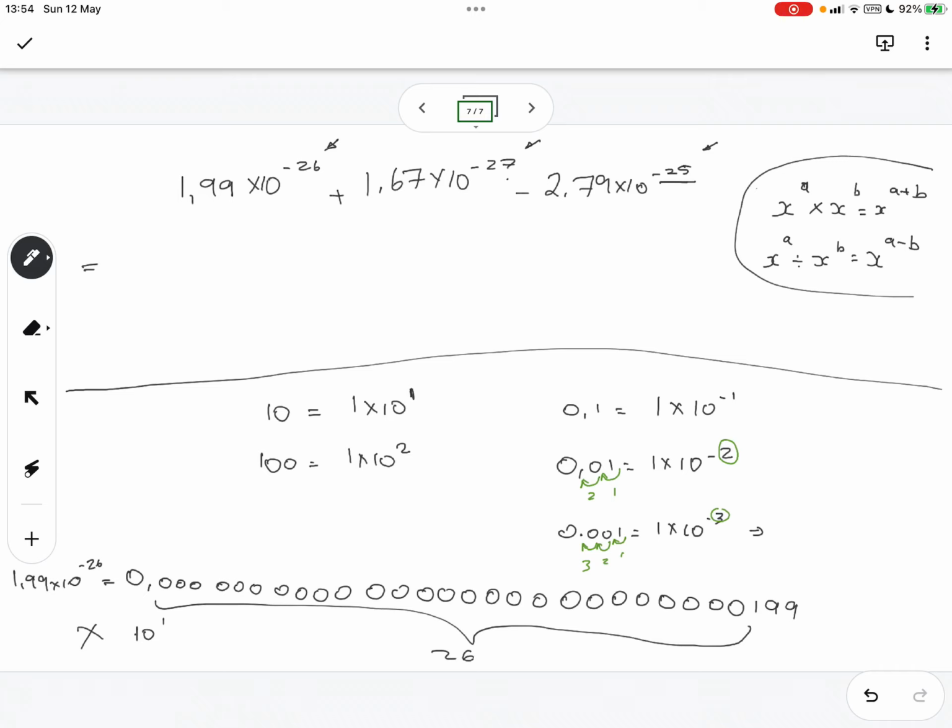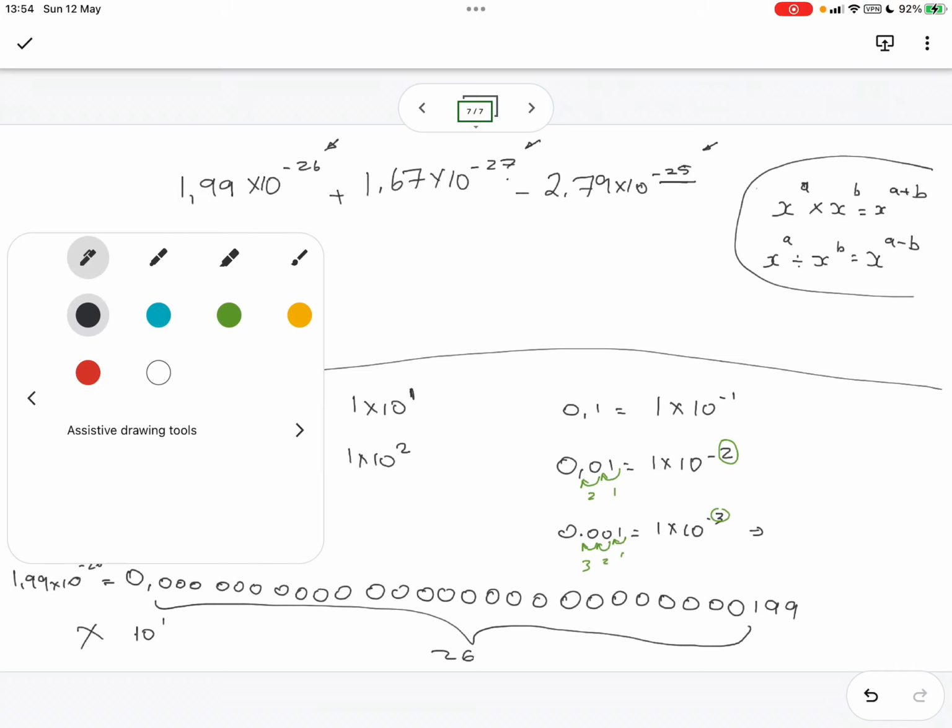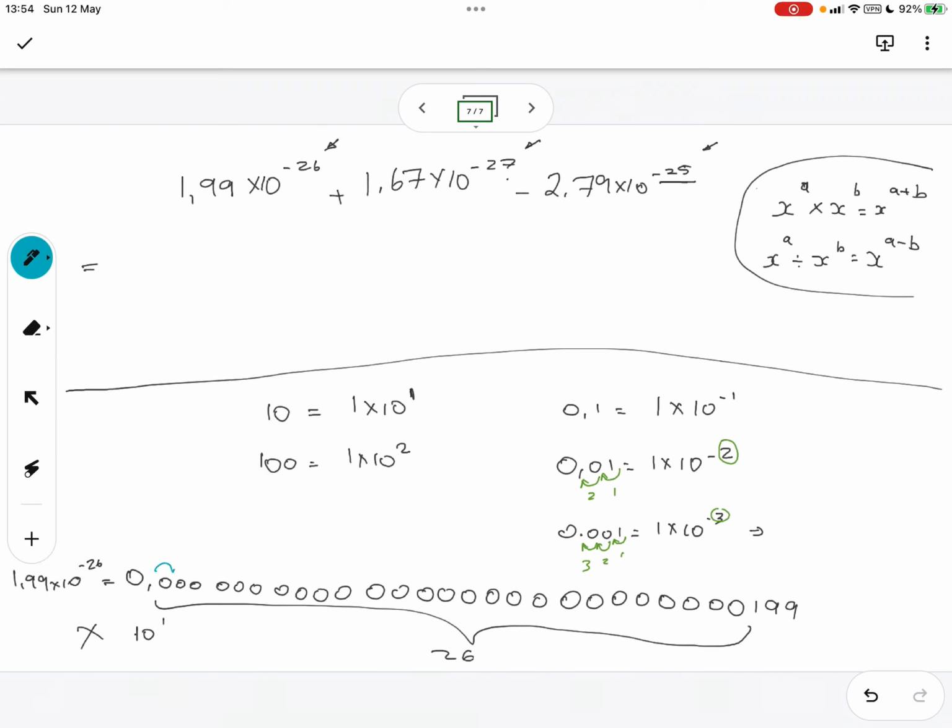Multiplication or division tells us how many times we multiply or divide by multiples of 10, how many times our comma shifts in that direction. So to go from exponent negative 26 to exponent negative 25, we'll have to multiply by 10. To go from exponent negative 27 to exponent negative 25, we'll have to multiply by 10 to the exponent 2.